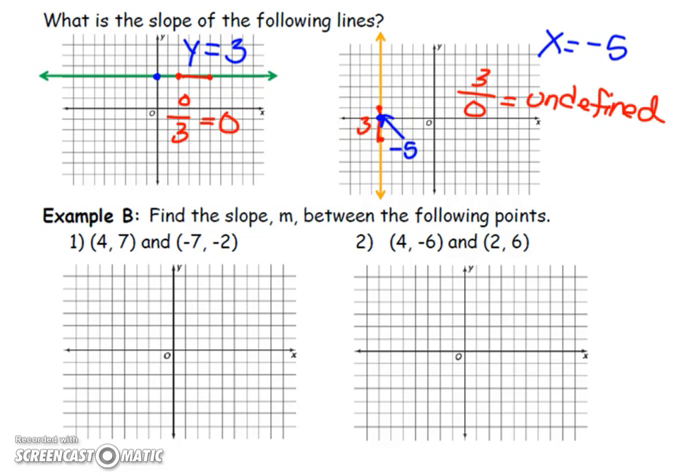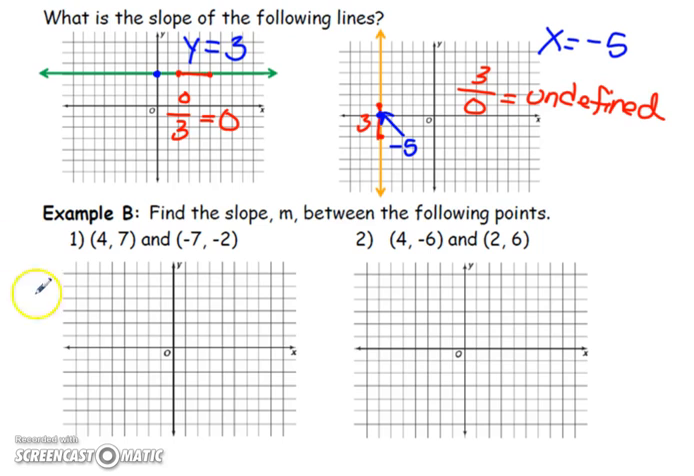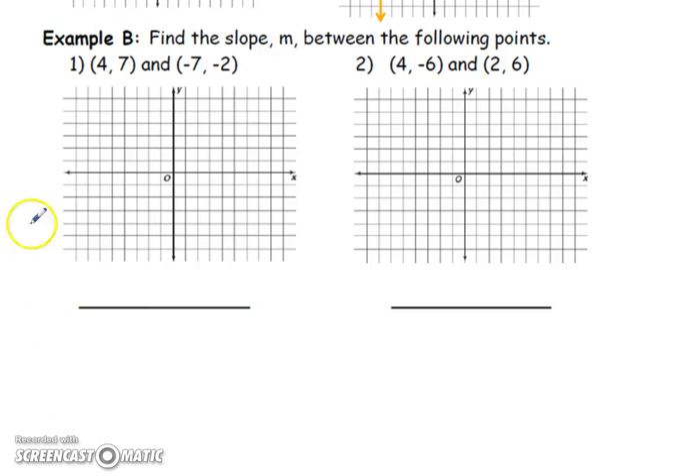In the next example, we're going to look at calculating the slope using coordinate points. Now you could still graph these points and then do the slope triangle. That will work as well. But there's also a formula that will work. So first let's graph these points.